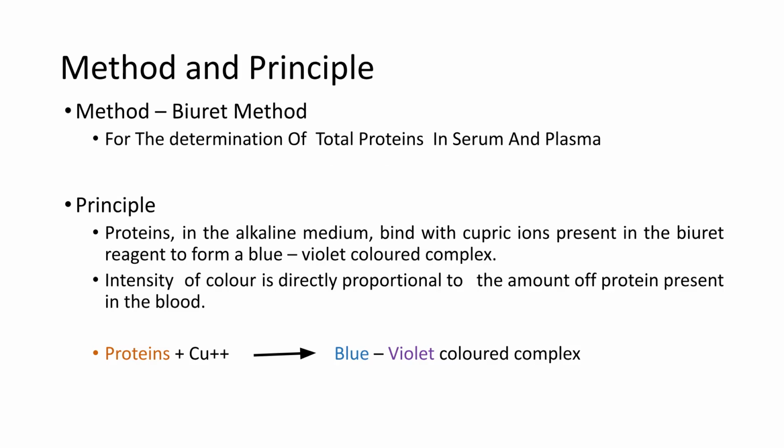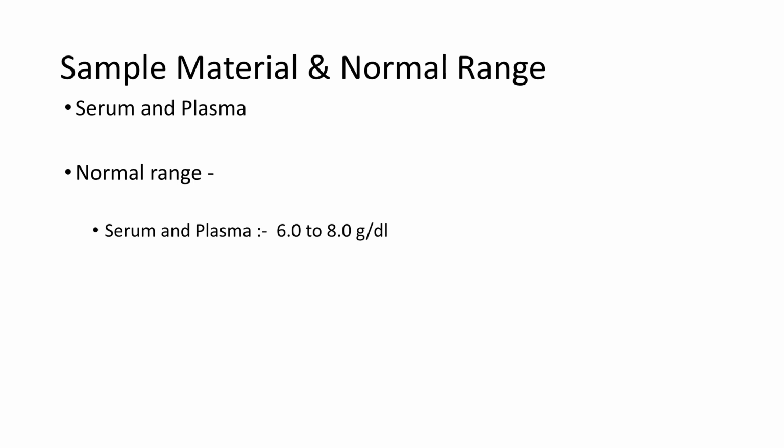The Biuret method is used to determine total proteins in serum and plasma. The principle is that proteins bind with cupric ions in an alkaline medium to form a blue-violet complex. The intensity of this color is directly proportional to the amount of protein. Total protein levels are measured in serum and plasma.